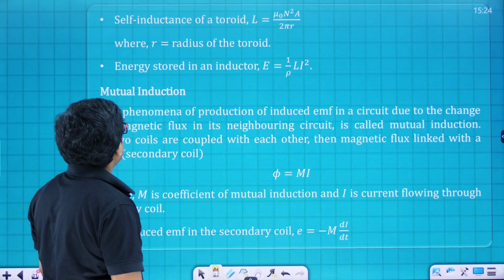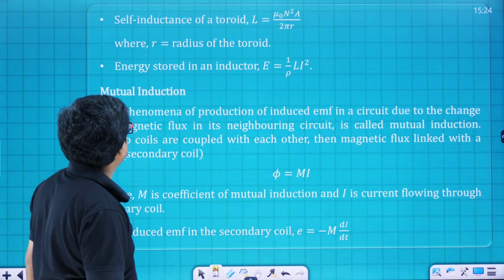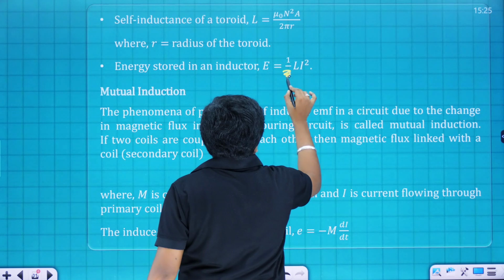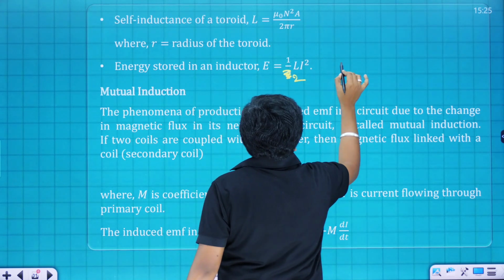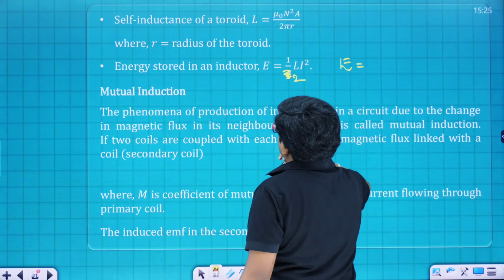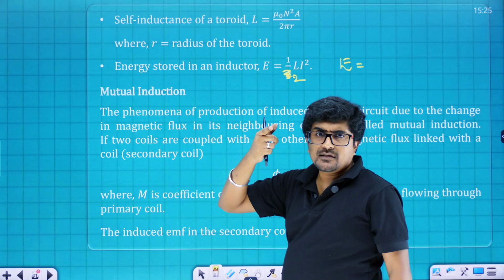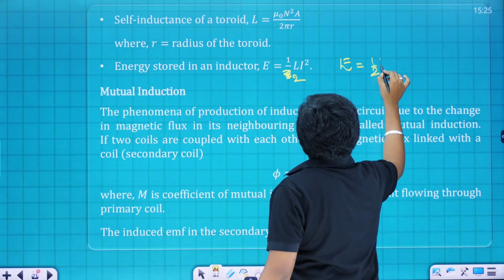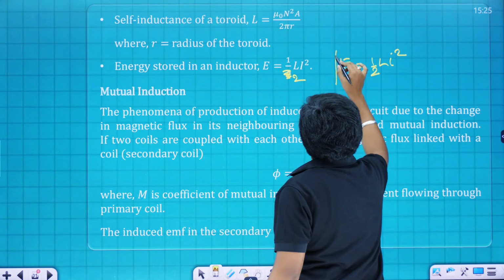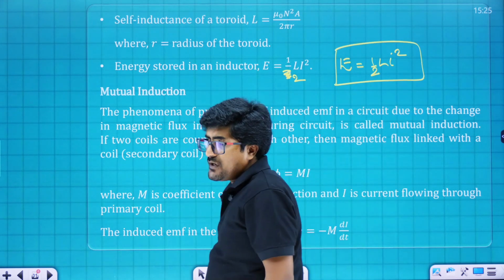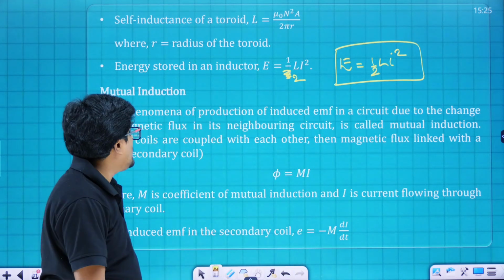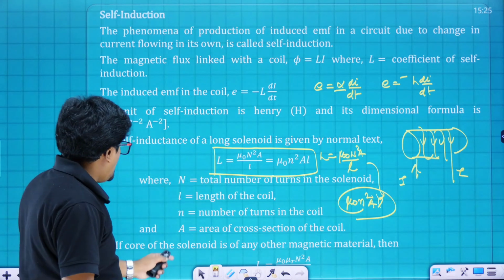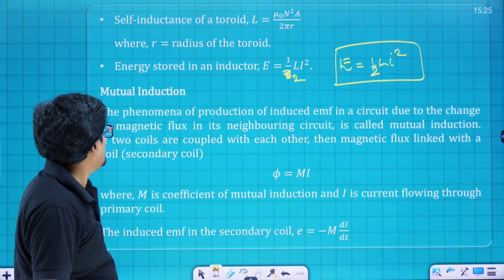Moving to the next, that is the energy of an inductor. I said energy density, but it is energy stored. The energy stored is half of L i squared. That is the energy stored in an inductor. So here this was self-inductance, and there it is the energy stored in an inductor.